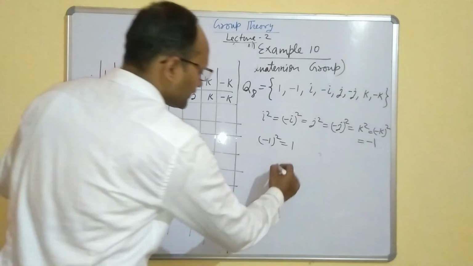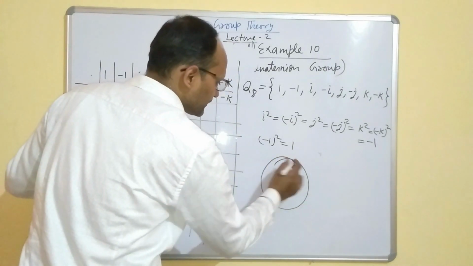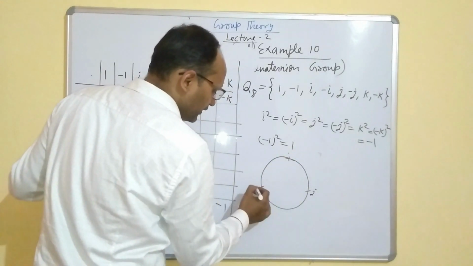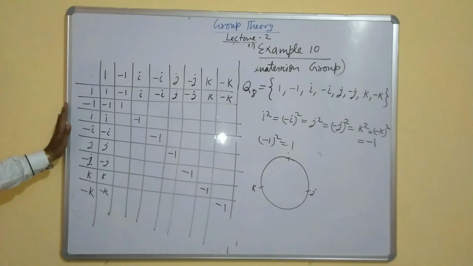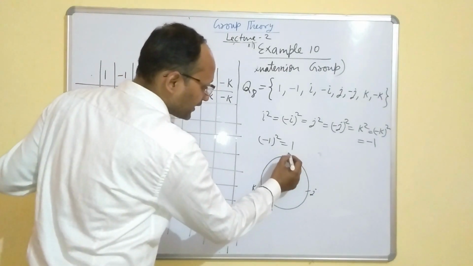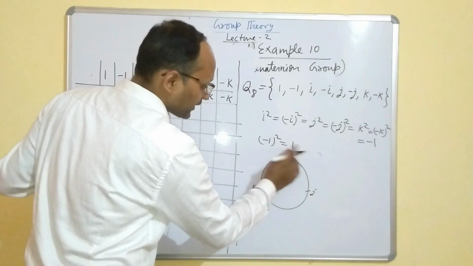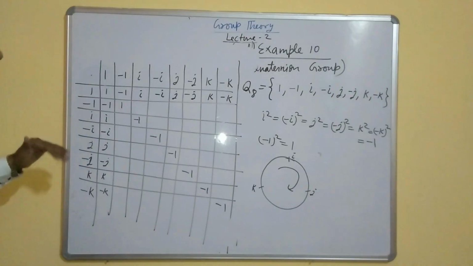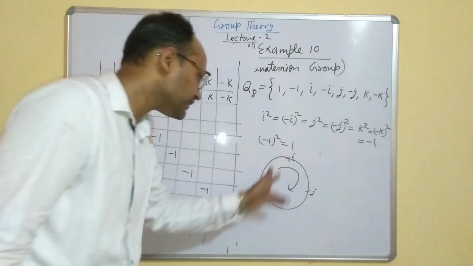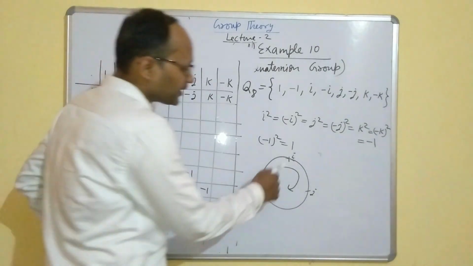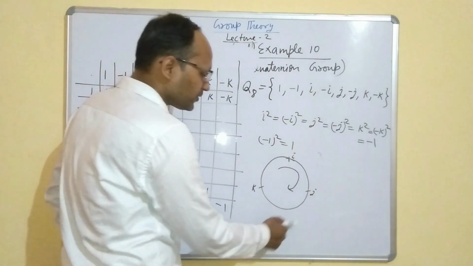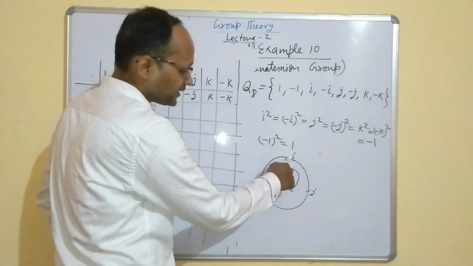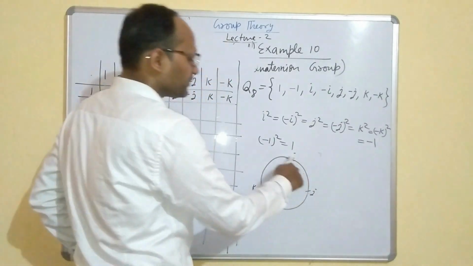And how to multiply with i, j and k? Make a circle like this, and take i, j and k. So this is i here, j and k. If you go like this, then you will have a positive sign, and if you go the opposite way, you will have a negative sign. Means if you multiply i into j, you will get k, but if you multiply j into i, then you will get -k. If you multiply j into k, you will get i. If you multiply k into j, you will get -i, and so on.